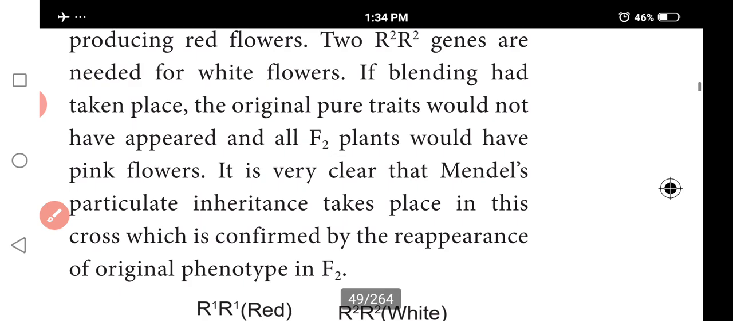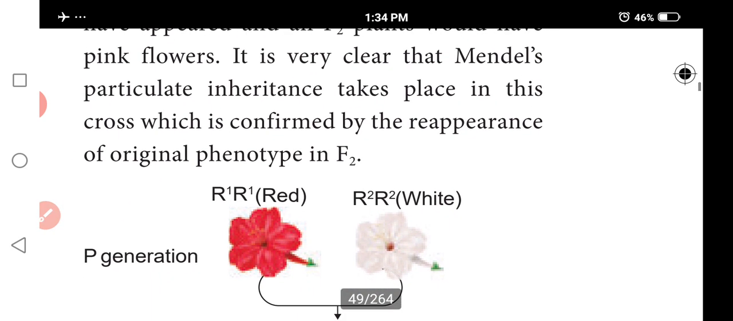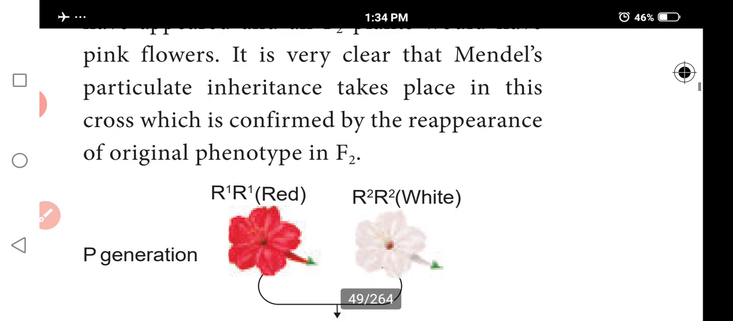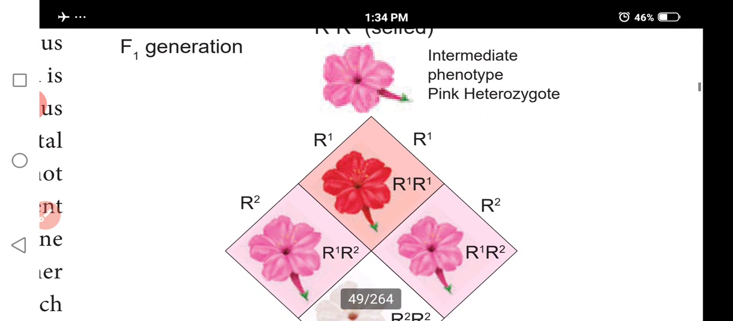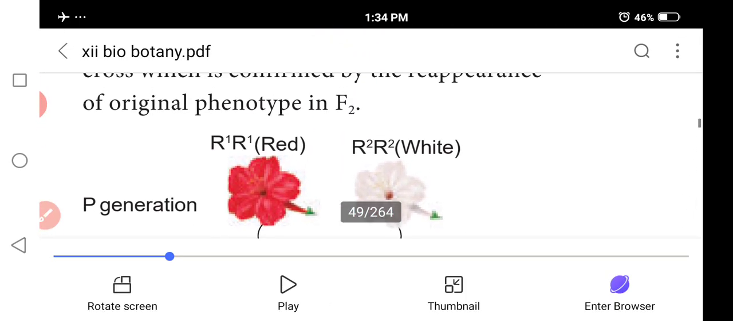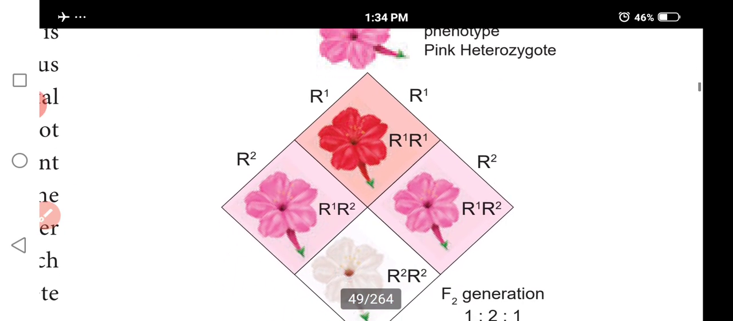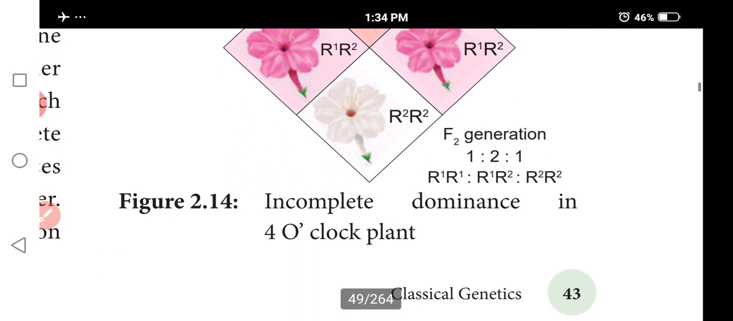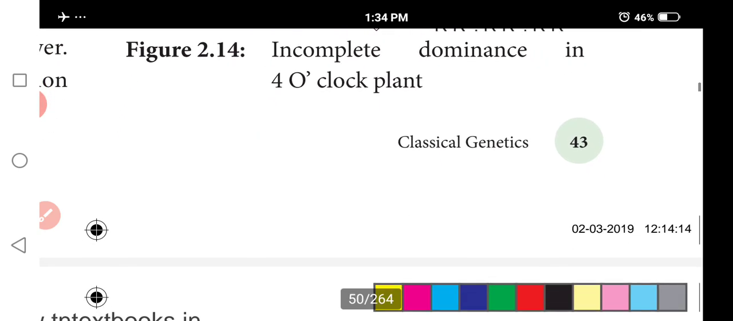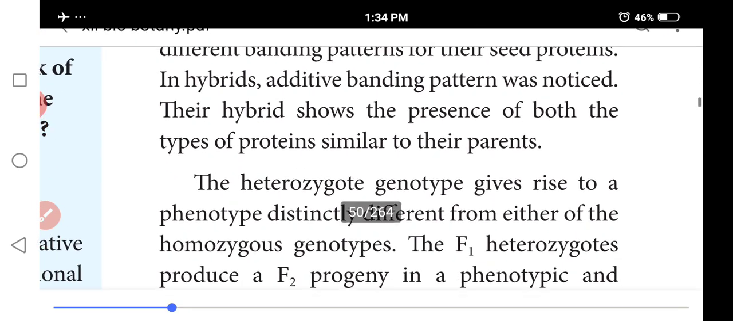So it is very clear that Mendel's particulate inheritance takes place, confirmed by the reappearance of the original phenotype in the F2 generation. So there are red color flowers, white color flowers and pink color. When selfed, the 1:2:1 ratio will be produced.